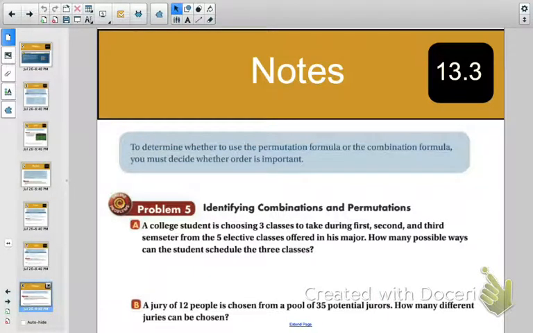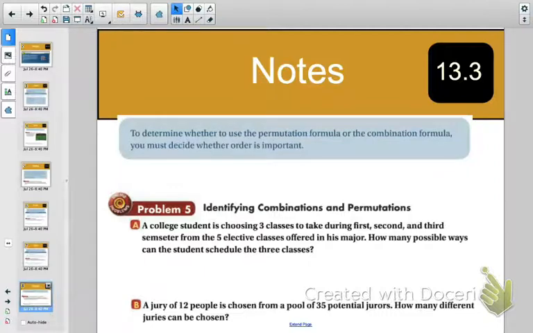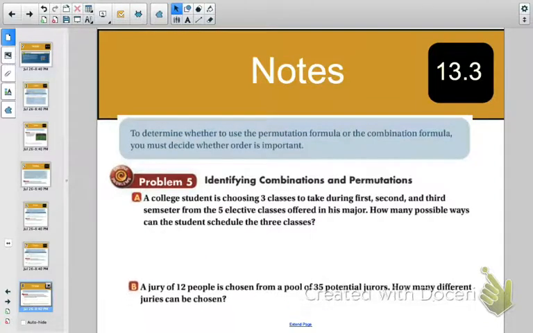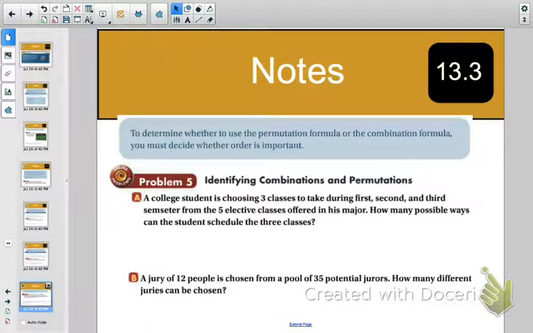Identifying combinations and permutations. First you just have to decide whether order is important or not. If we look at the first one here, the college student is choosing 3 classes to take during first, second, and third semester from the 5 elective classes offered in his major. How many possible ways can the student schedule the 3 classes? This one does give you a first, second, and third semester, so order is important here.